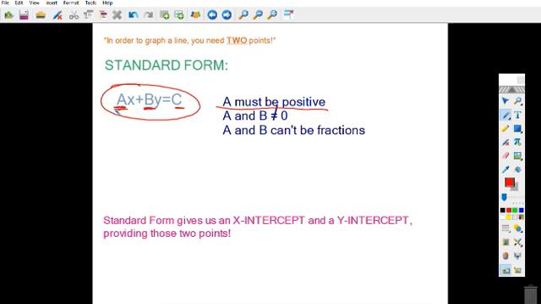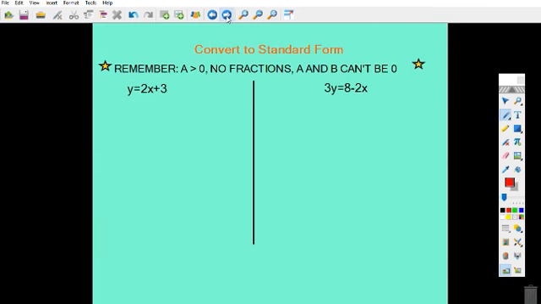A and B cannot be 0. All right, we don't have to worry about that one a ton. And they also cannot be fractions. If they're a fraction, we have to change it. All right? Standard form gives us an x-intercept and a y-intercept, all right? So let's practice this a little bit. We are going to convert these equations to standard form.